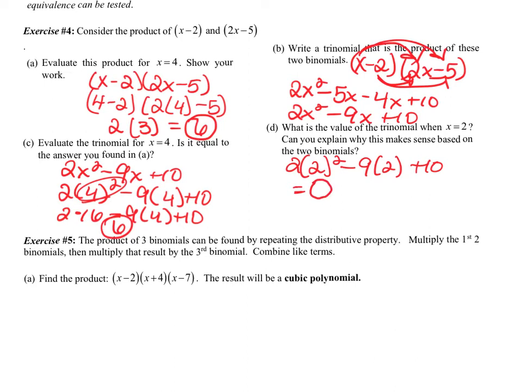Now, can you explain why this makes sense based on the two binomials? So if I look at my original binomials, why am I getting 0? Well, if I put a 2 here, doesn't that give me 0? And when you multiply anything by 0, you get 0.